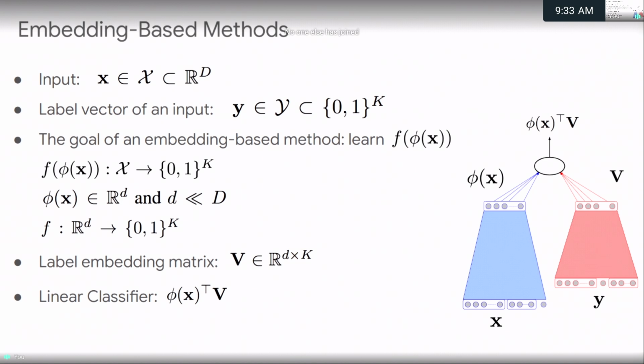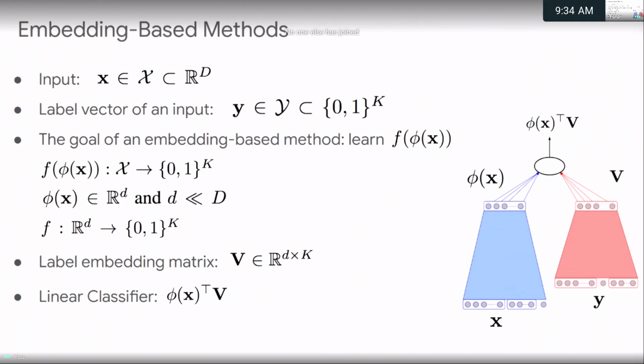Now, one thing that we do is that for each label that we have, we also consider the embedded version of that label. Each label is in the k-dimensional space, but we embed that label as well to a d-dimensional space, similar to our input that we embedded to the d-dimensional space. As a result, we are going to have a label embedding matrix, which is a matrix in R^(d times k).